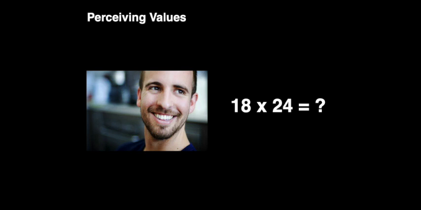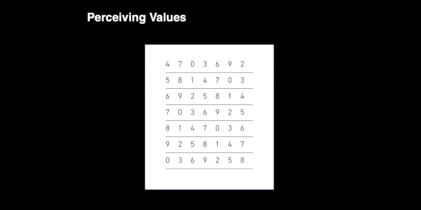So if we look at the picture on the left-hand side, it's pretty obvious that it's a male. He's looking at someone or something off camera. He's smiling, so he's happy, so he's joyful. So we can get a lot of information from that visual. But if you look at the equation on the right-hand side, 18 times 24, it takes us quite a long time to figure out what that equals. It doesn't come easily to us. It's not inherent to us. It's something that we have to learn and something that we have to put a lot of thought and effort into.